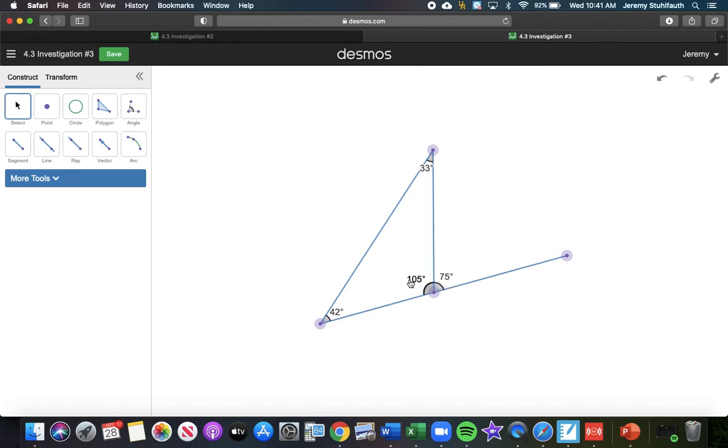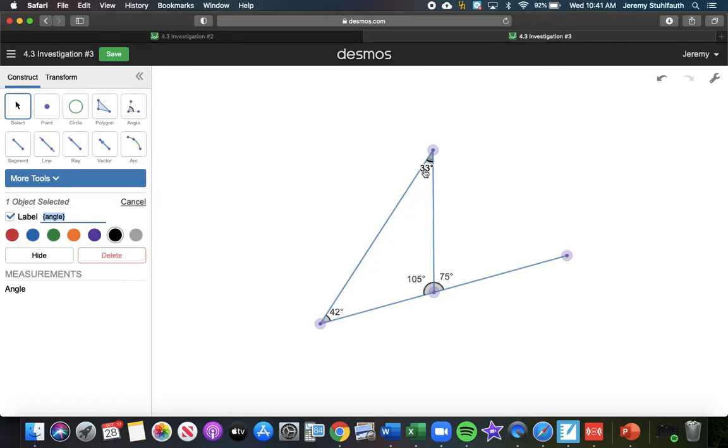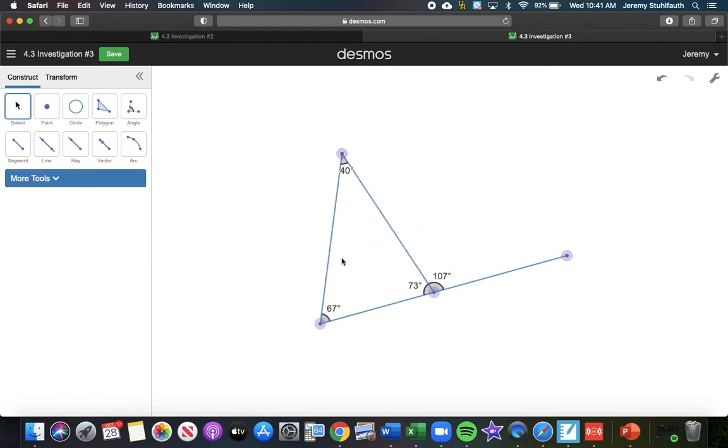So this is our adjacent interior angle, and these two over here are our remote interior angles. What have we noticed about these two remote interior angles and this exterior angle? 33 plus 42 is 75. If we look at this one, 40 plus 67 is 107. So what you should notice is no matter what, whatever your remote interior angles are, they are going to sum up to that exterior angle on that opposite side.